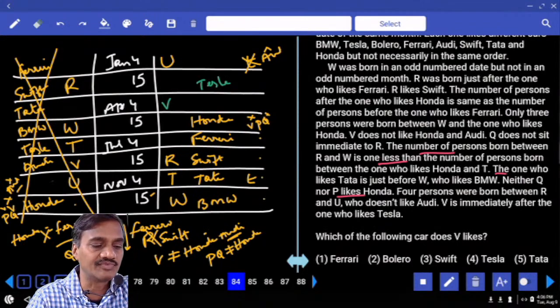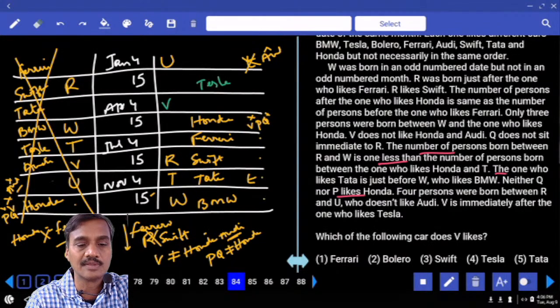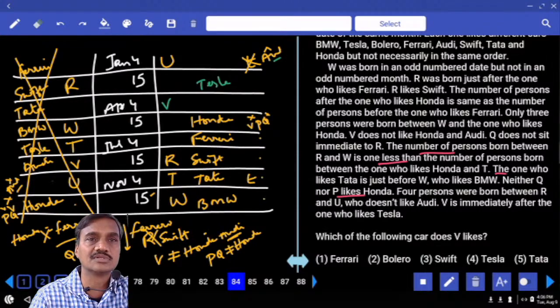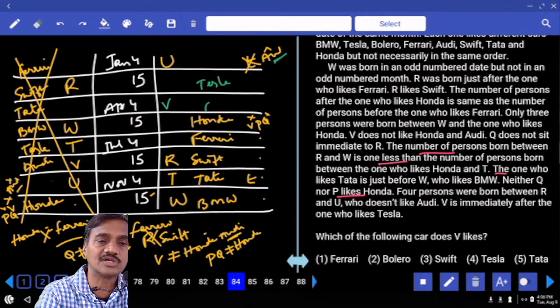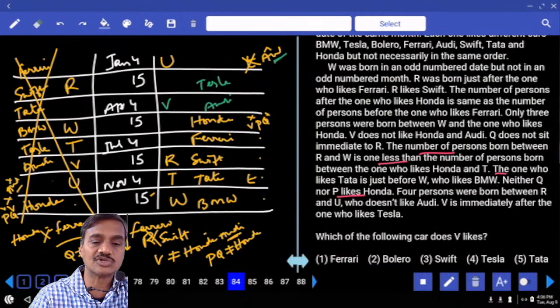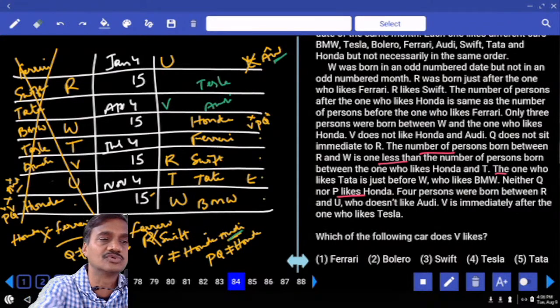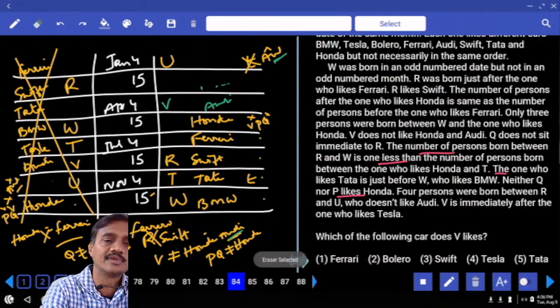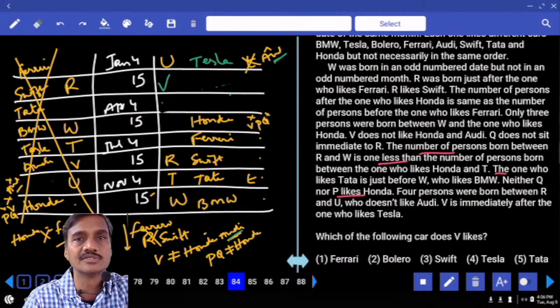Right? And if Tesla and V are at this place, then for the next one, we are left with RD. RD cannot be U, hence RD must be here. And again V does not like RD. And here also Tesla is ruled out. Hence what is the only possibility we have left for this Tesla? Tesla is here. And if Tesla is here, V is here.